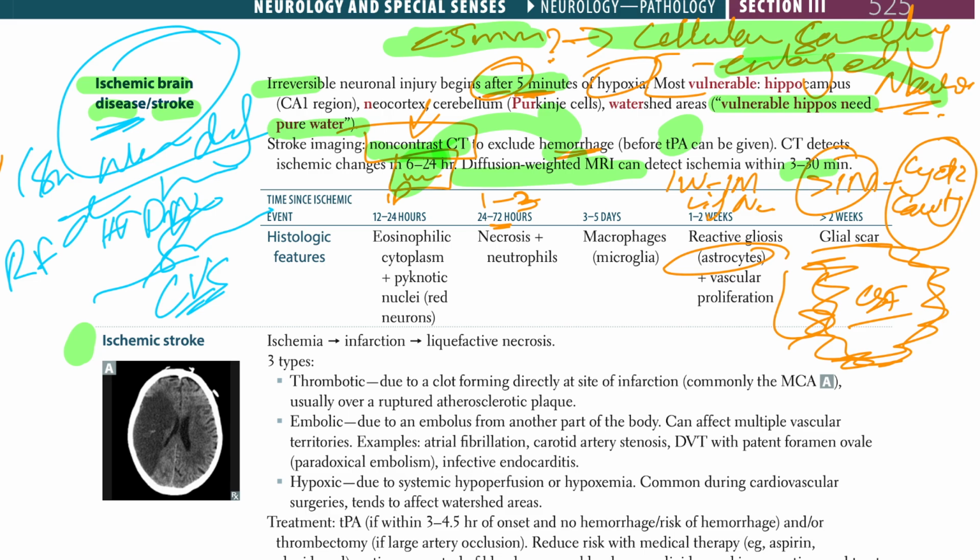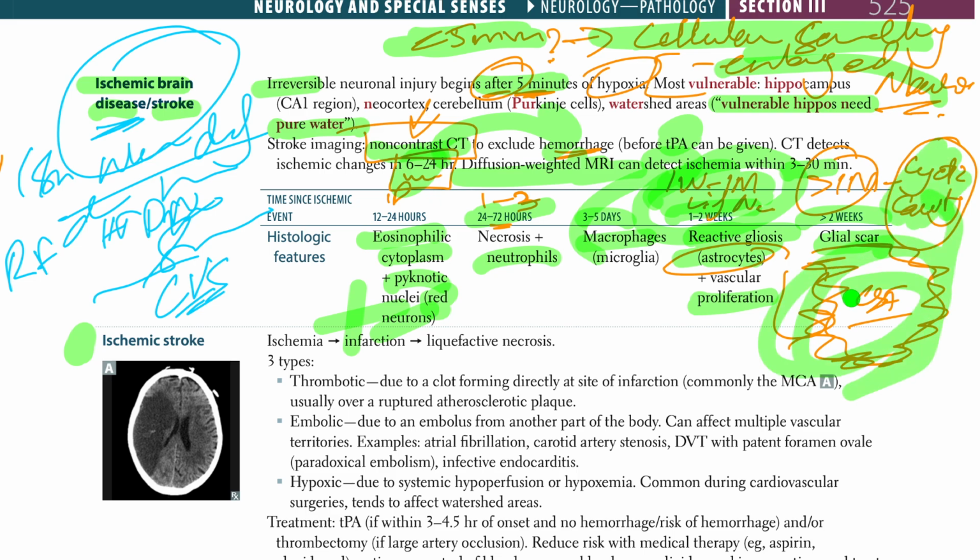Some changes are going to be eosinophilic, which is basically pink cytoplasm with pyknosis, meaning shrunken nuclei. So shrunken nuclei with pink cytoplasm, loss of Nissl substance will be seen here, known as red neuron. Then 1 to 3 days neutrophils, 3 to 5 days macrophages, 1 to 2 weeks reactive gliosis, astrocyte proliferation, after 2 weeks glial scar, and macrophages will cause liquefactive necrosis. That liquefactive necrosis will form cystic cavities.